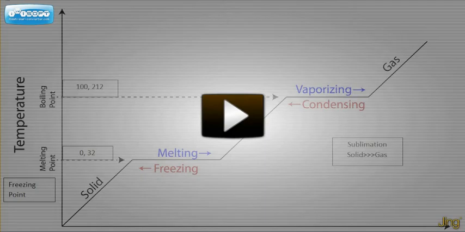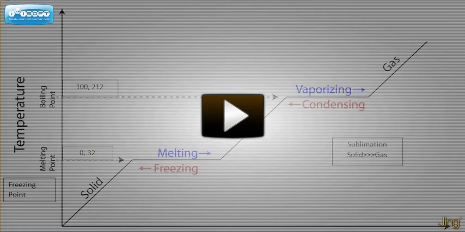Today we're going to be talking about phase change or states of matter. If you look at this diagram, you can see that there is an area for solids, liquids, and gases. If you look on the y-axis, you see temperature, and then you see melting point and freezing point that are 0 degrees Celsius and 32 degrees Fahrenheit.